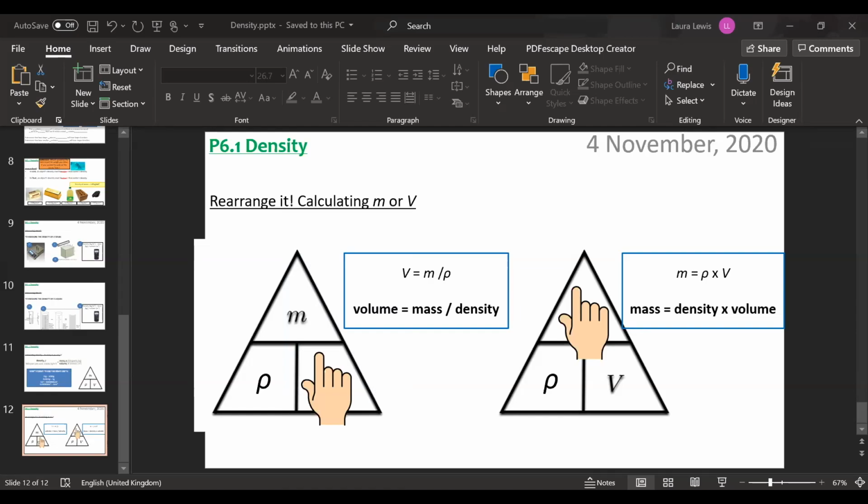250 divided by 50 is 5. So 5 grams per centimeter cubed. It's very dense cooking oil. That could be a different type of oil than we had earlier. We've got different types of oil, so just always go with what's in the question.